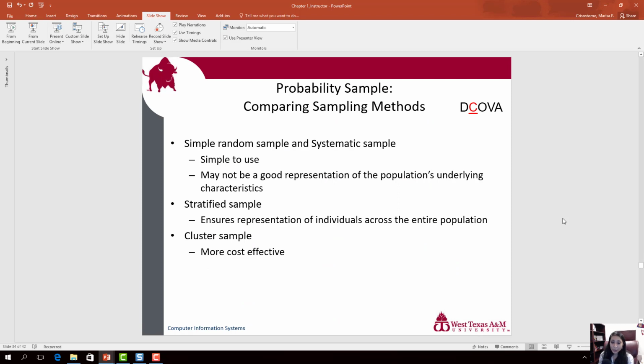So simple random sample and systematic sample are very simple to use, but they may not be a good representation of the population's underlying characteristics. A stratified sample ensures representation of individuals across the entire population, and the cluster sample is the more cost-effective sampling technique.